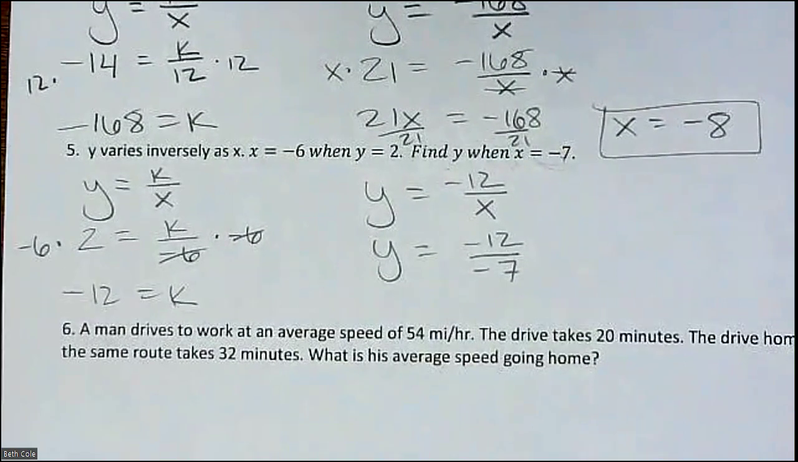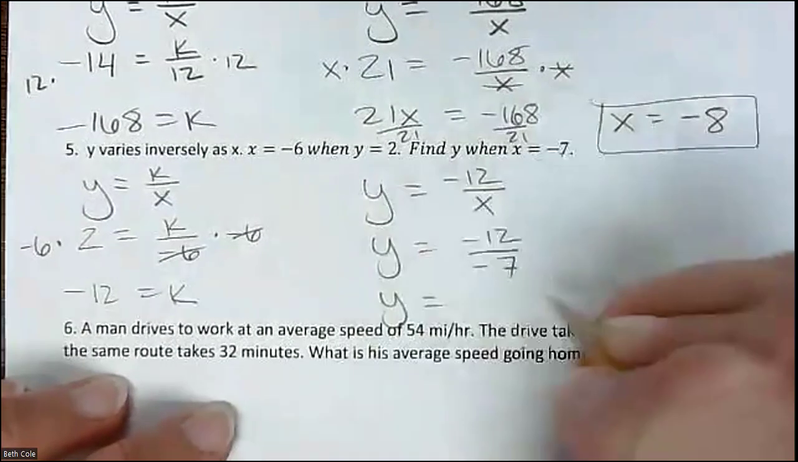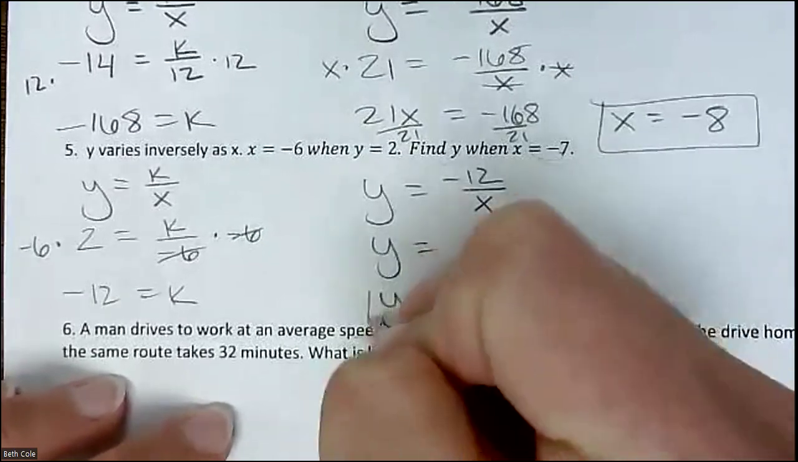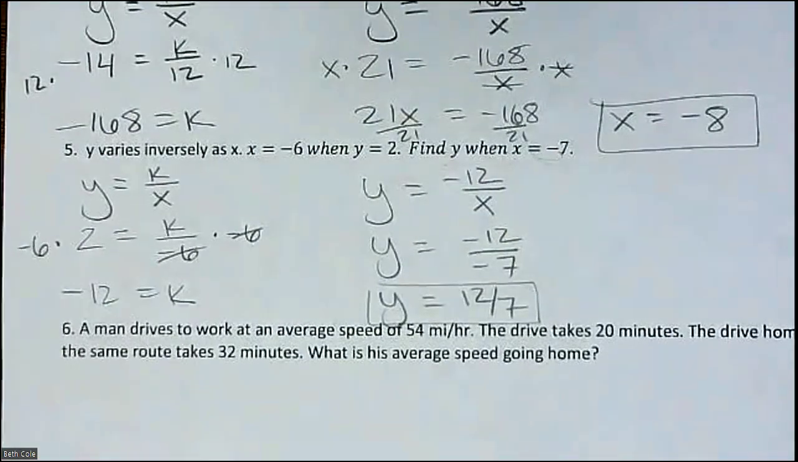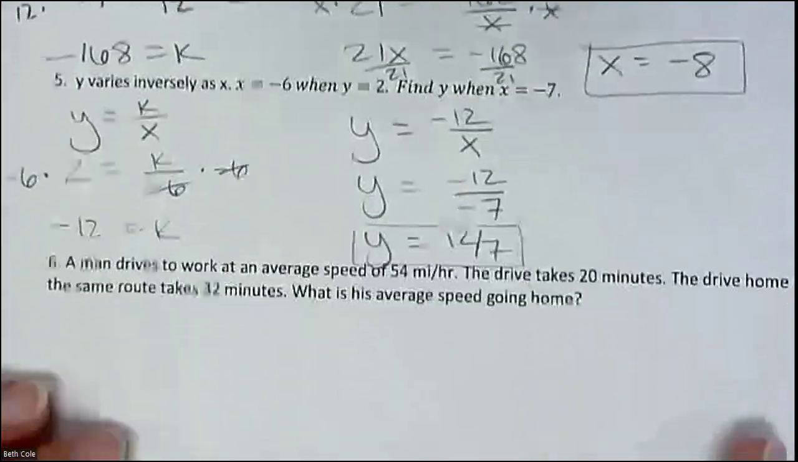Now 12 over 7, would that reduce? It would not. The only thing that's gonna happen is the negatives will do what? Yeah, make it positive. So you would just write positive 12/7. Good job. All right, so let's read this one.